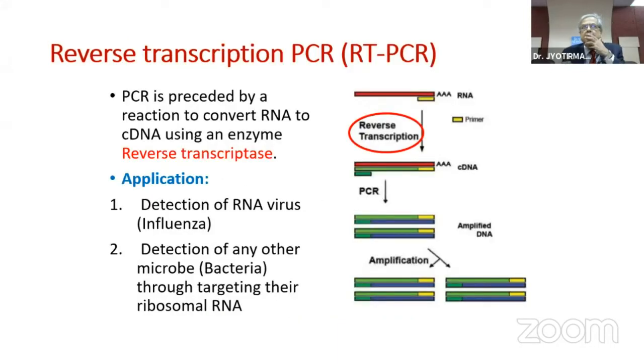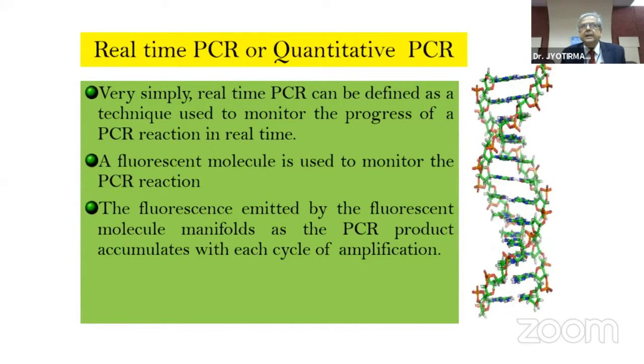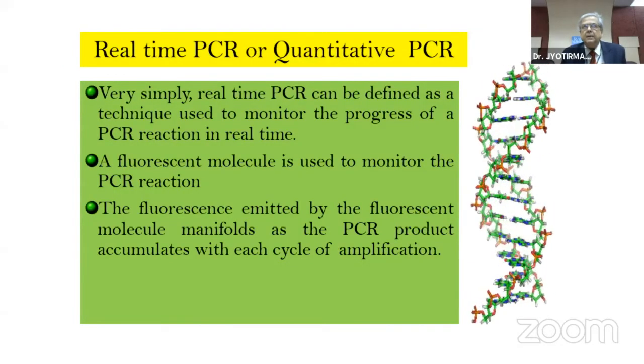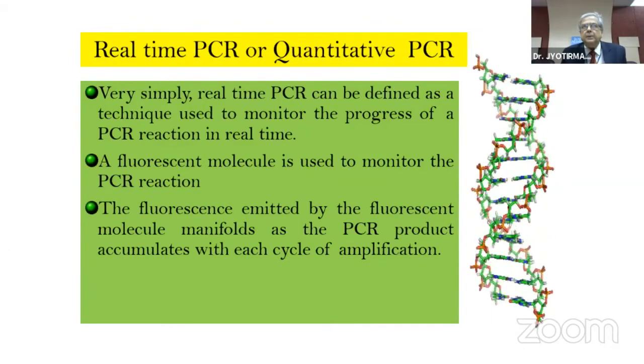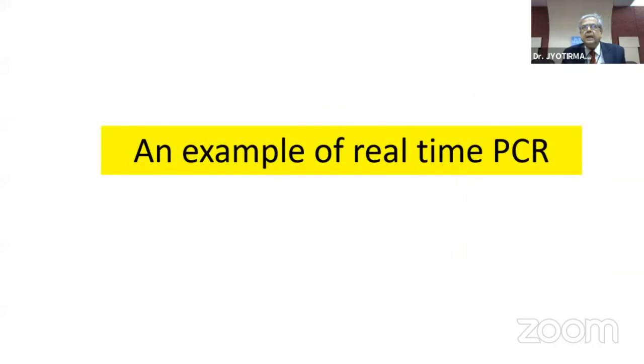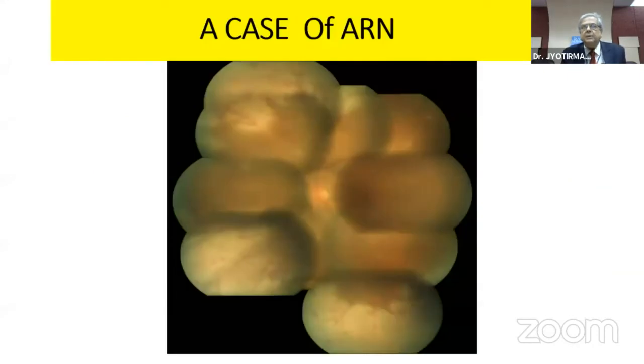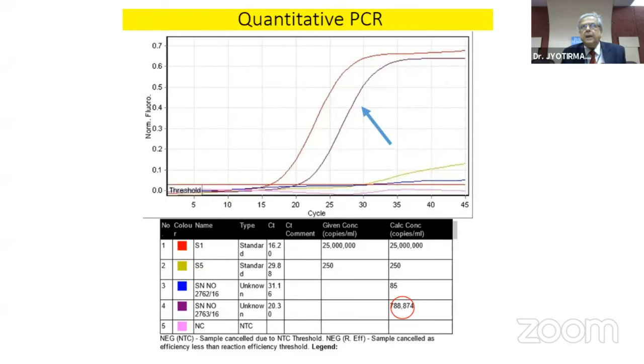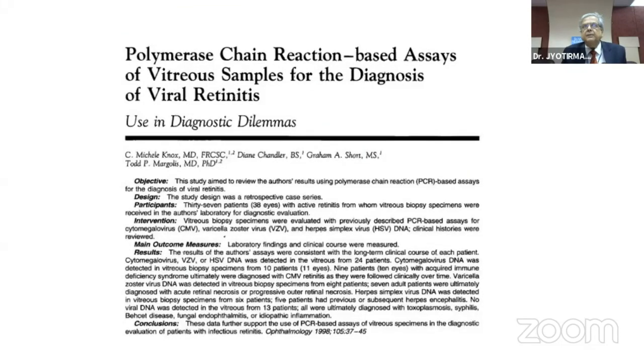Reverse transcriptase PCR, where you use the enzyme reverse transcriptase, can be used for influenza and for bacteria through the ribosomal RNA. Real-time PCR is a further advancement. Here you get the copy number; a fluorescent molecule is used to monitor the PCR reaction. An example of real-time PCR is a case of acute retinal necrosis, where you can get the viral copies, 88,740 copies, compared to the normal control. So PCR is very useful in the vitreous sample for viral retinitis.